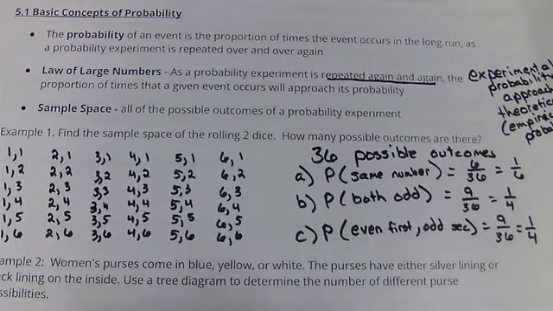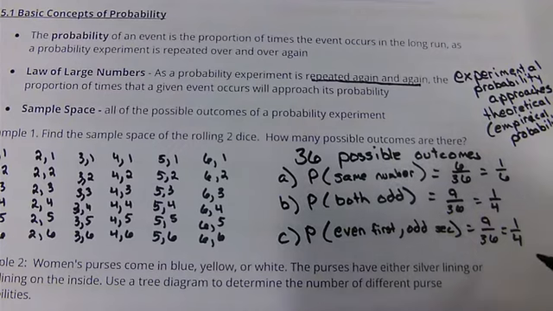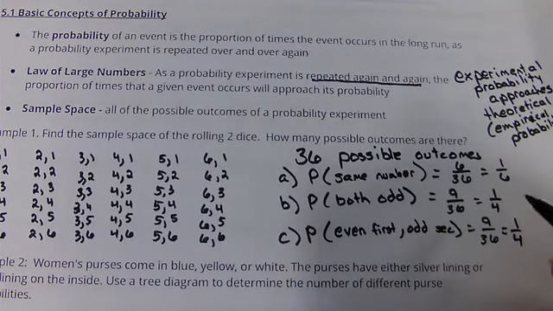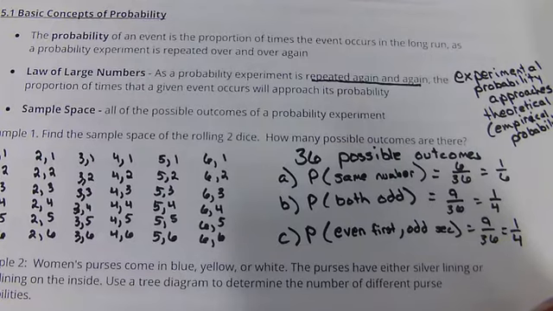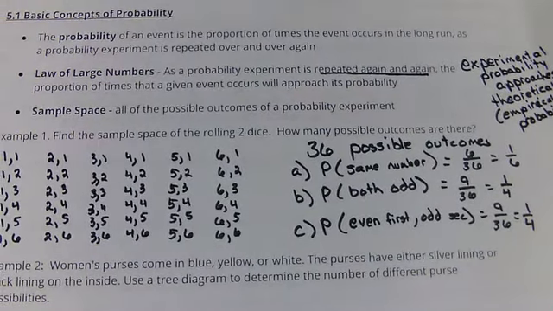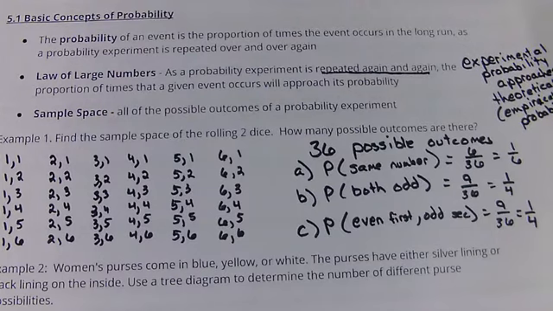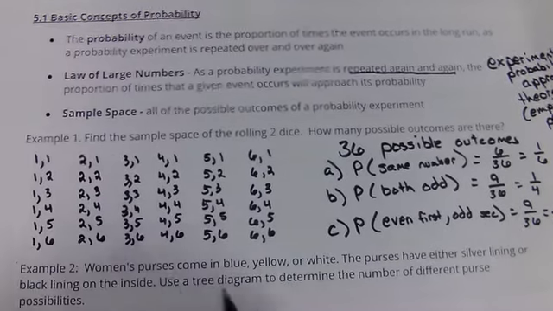Now, I do want to note that probabilities are always going to be between 0 and 1. If I got a probability of 0, that would be like the probability of rolling a 7 on one die. That's never going to happen. So if you get a probability of 0, that means it never happens. If you got a probability of 1, that means it's going to happen every single time. So your probabilities are always going to be between 0 and 1.